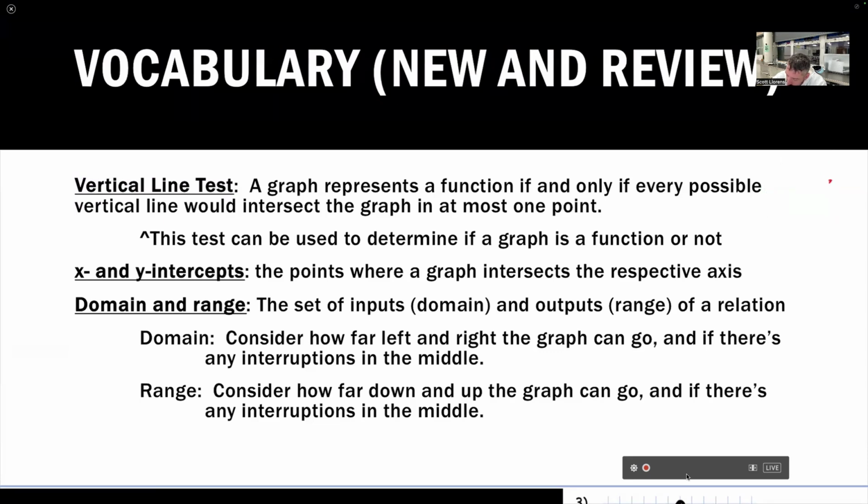If you had something like this, where a vertical line would hit the graph in multiple spots at once, then it's not a function. Okay, and this makes a lot of sense because if you think about an XY coordinate plane and you think about what a vertical line represents, a vertical line represents all of the possible Y values for a given X value. Well, if one given X value has two different Y values, then we know that that's not a function.